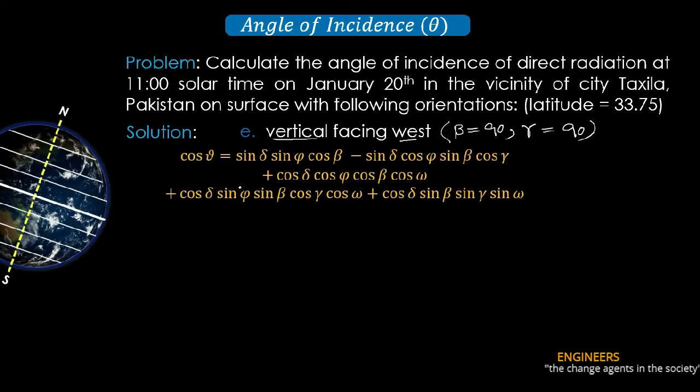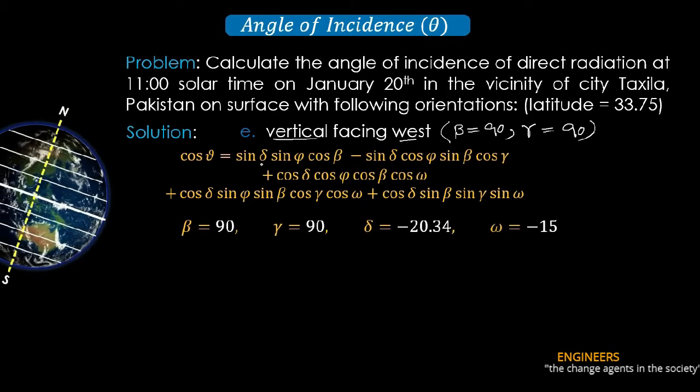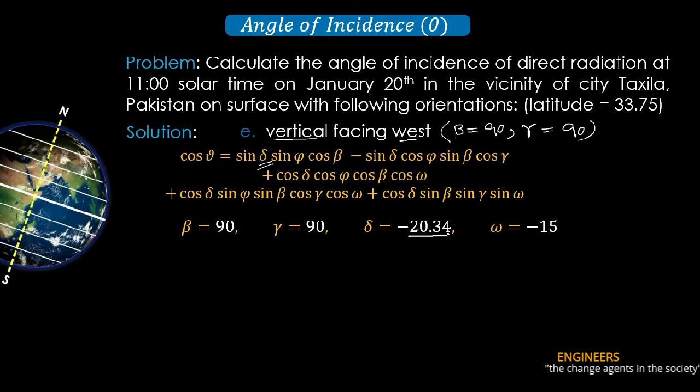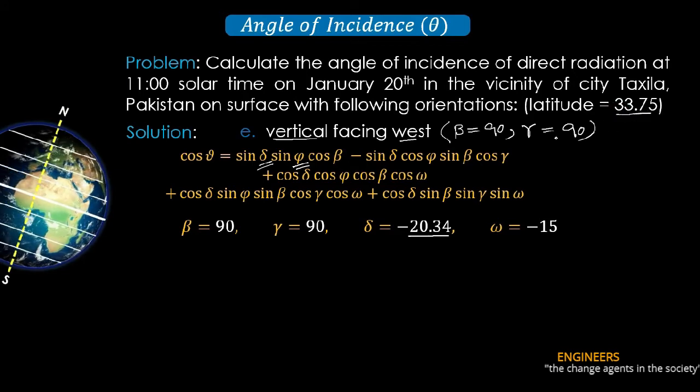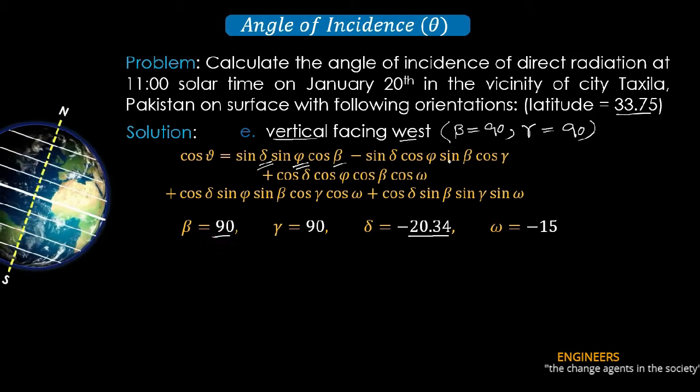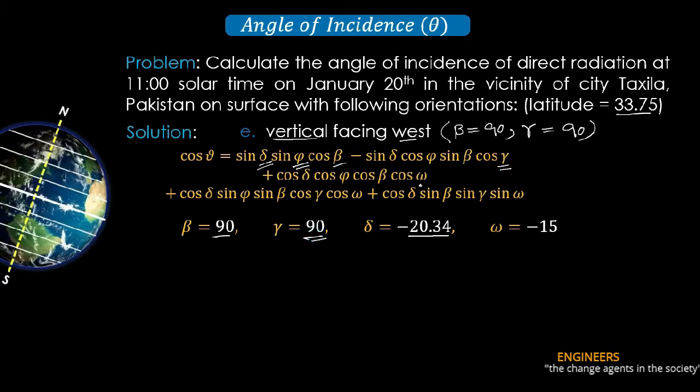Now considering general expression, here in this expression we need to have the values of declination, which we have already calculated, that is minus 20.34 degree, and the value of phi, that is the latitude already given in the statement, the value is 33.75, the value of beta, that is 90 degree, and the value of gamma, again 90 degree, and the value of our angle omega, which we have already calculated, the value of omega is minus 15 degree.